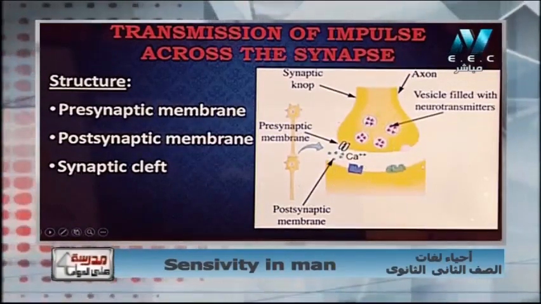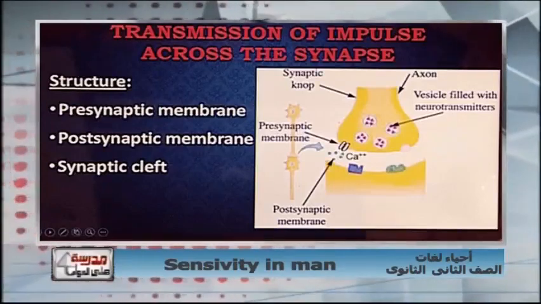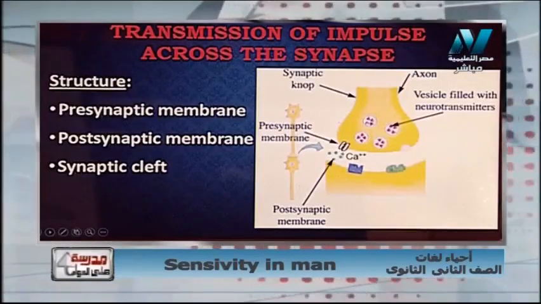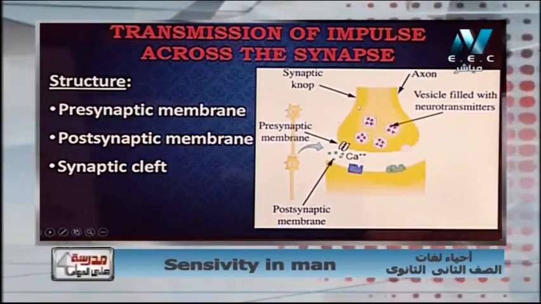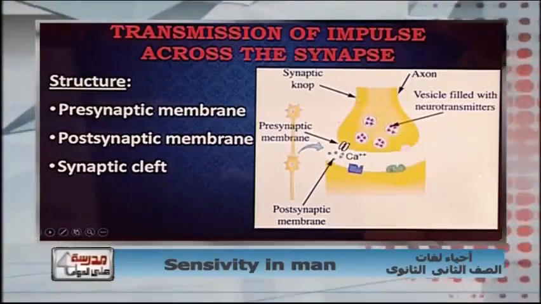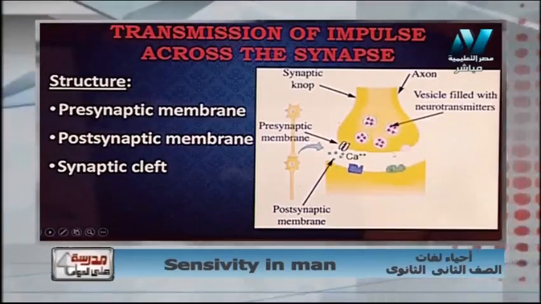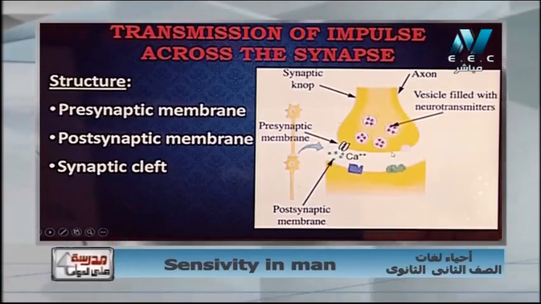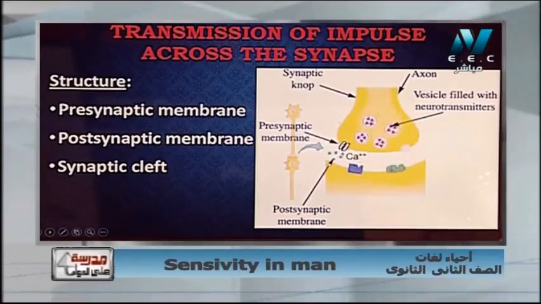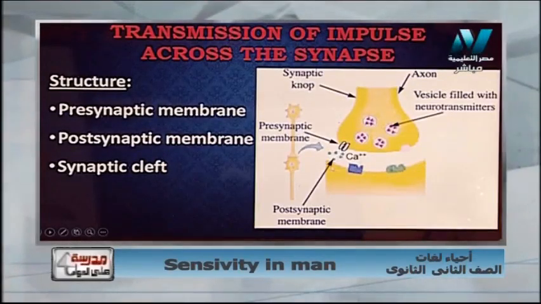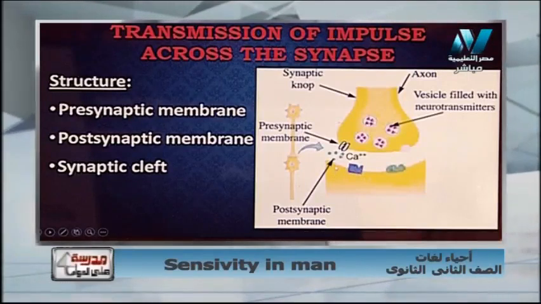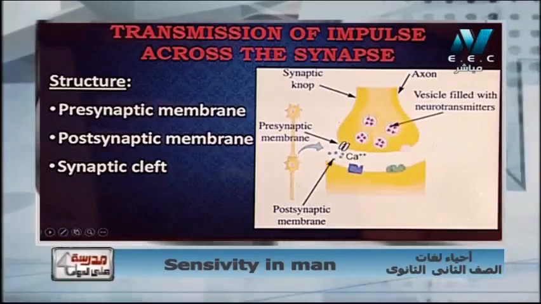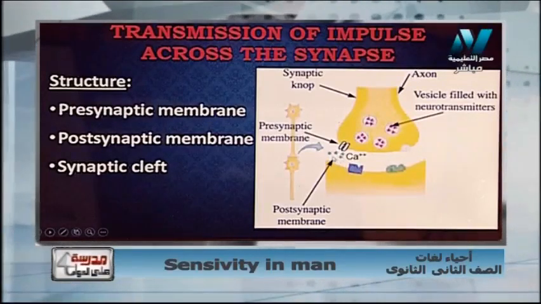So this part located below it is the dendrite of the next neuron. Again, the structure of the synapse. We have the synaptic node, and the membrane of this synaptic node is called the presynaptic membrane. And the membrane of the dendrites of the next neuron is called the postsynaptic membrane. And the narrow space between them is called the synaptic cleft.